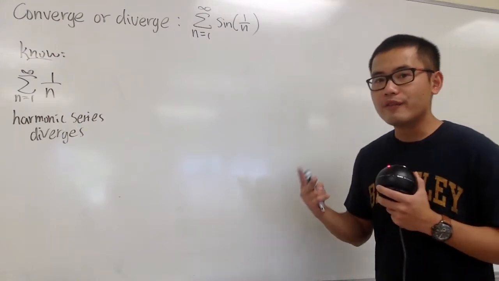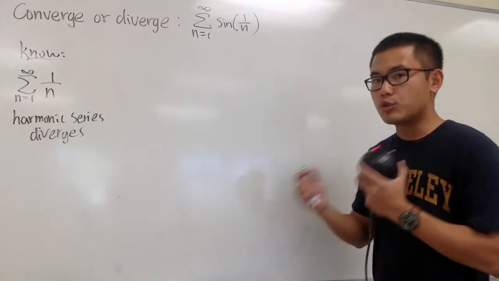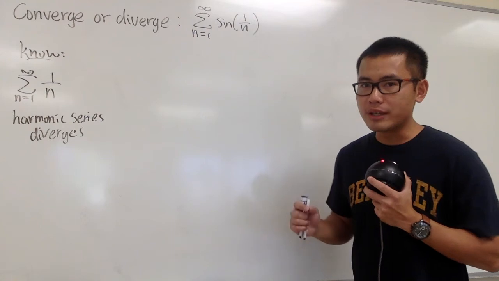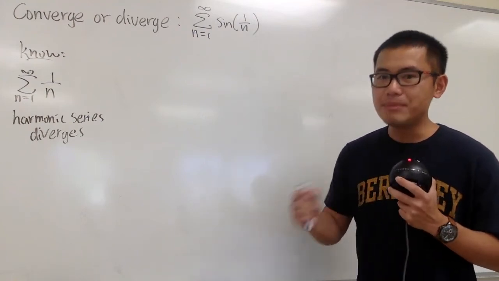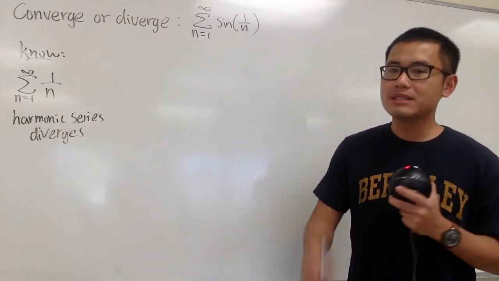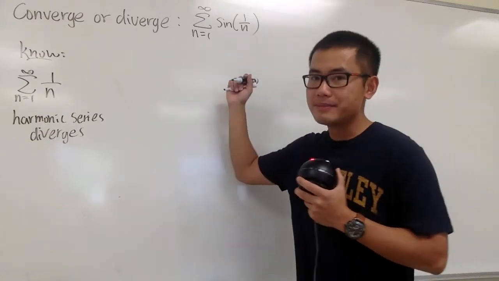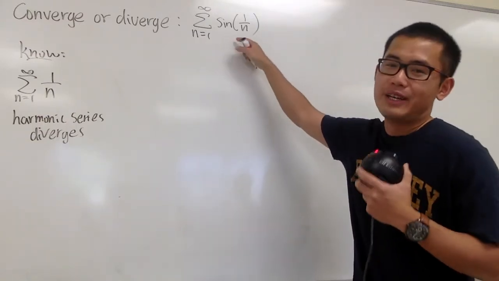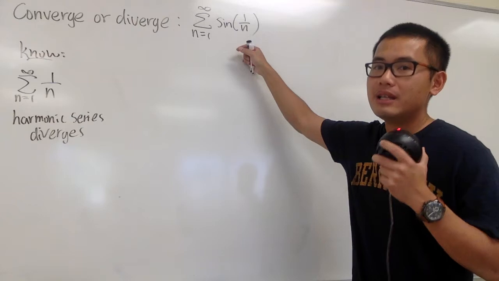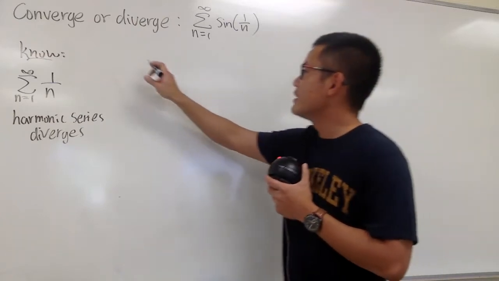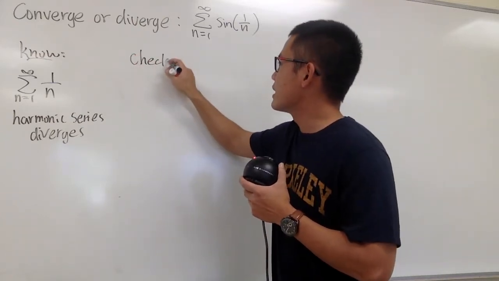Okay, we have two versions of the comparison test, right? Either the direct comparison, meaning we have to check inequality, or we can do the limit comparison, meaning we do the limit. Well, in this case, because of the trig function here, it will be a better idea to try to use the limit comparison test, right? So here is the check.